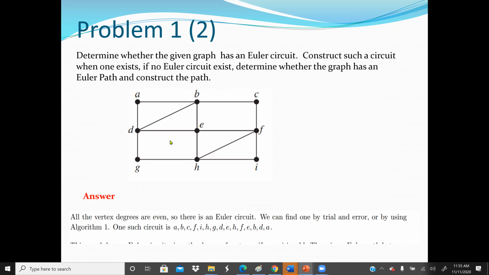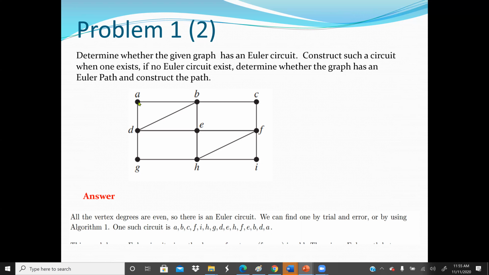So first, we are going to look if there's an Euler circuit, which means all the vertices should have even degree. When we look, A is 2, B is 4, E is 4, F is 4, C is 2, I is 2, H is 1, 2, 3, 4. So we can see that all the vertices have even degree, either 2 or 4. So there should be a circuit here. There's a circuit. Now, they say we should draw the circuit.